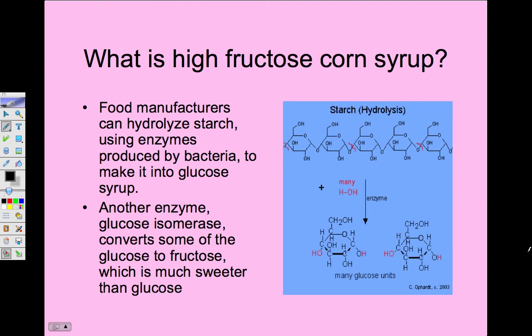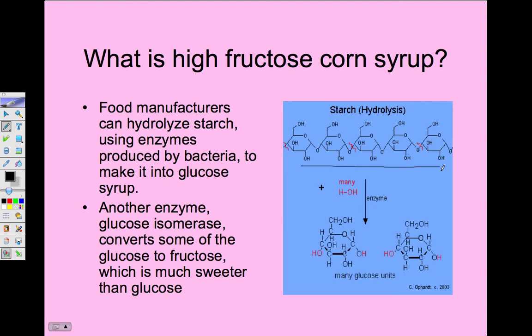Now you may be wondering about high fructose corn syrup, because you've probably heard of this before, maybe in the context of your diet and whether you should consume it. High fructose corn syrup is a sweetener that is made from cornstarch. Cornstarch is a polysaccharide, which is just a chain of glucose units strung together.